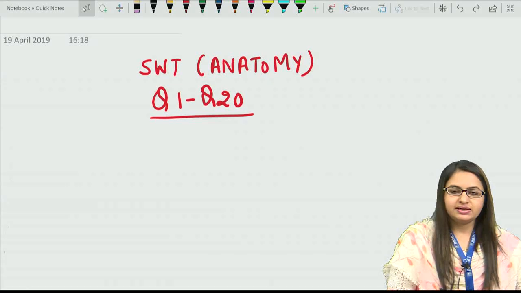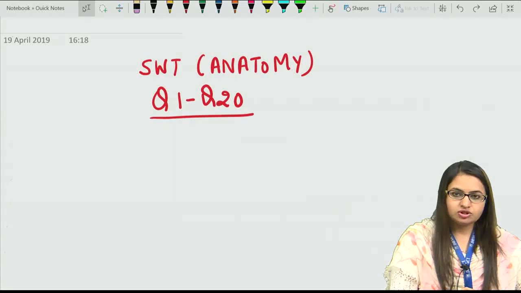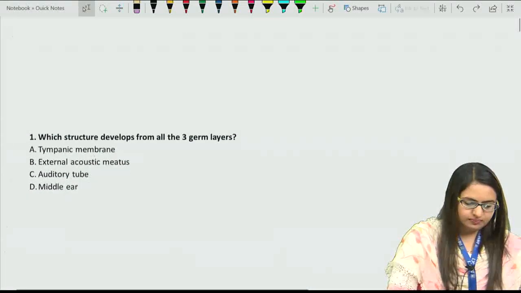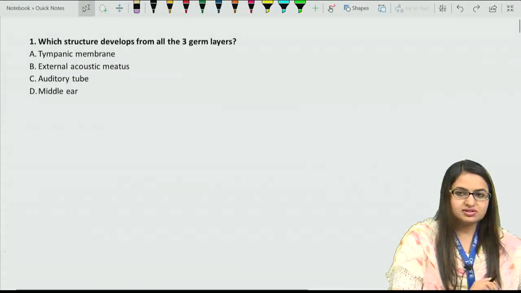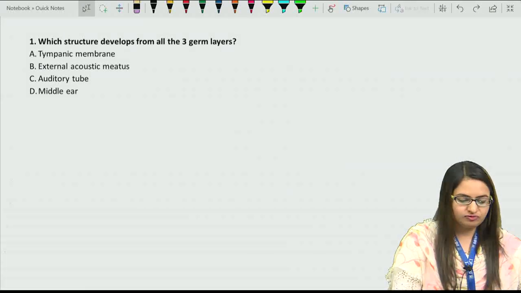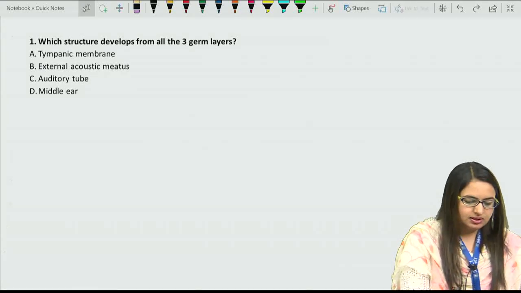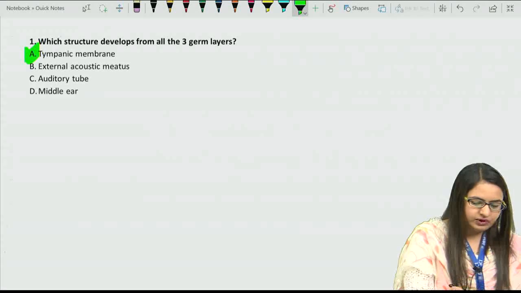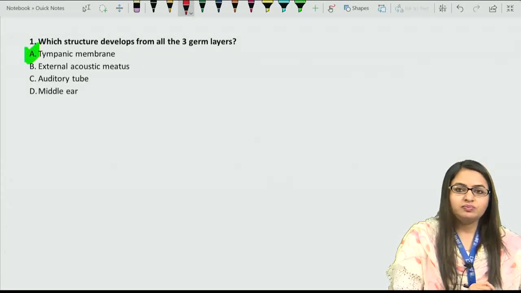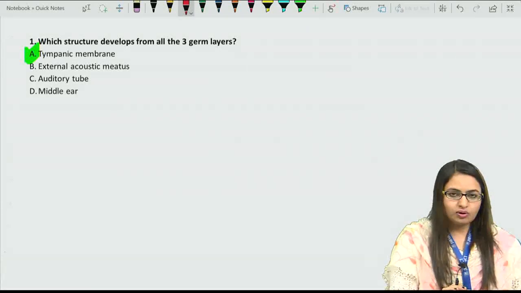Today we will be discussing anatomy questions for the subject-wise series. We will be discussing today from question number 1 to question number 20. In question number 1, the question asked is which one is derived from all the three germ layers. The answer is A. The tympanic membrane is a structure which is derived from all the three germ layers.